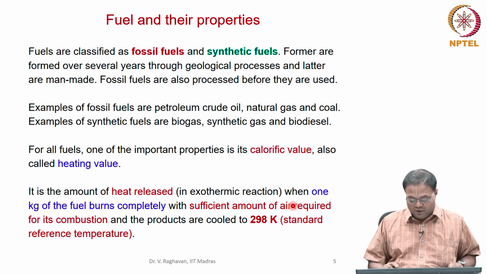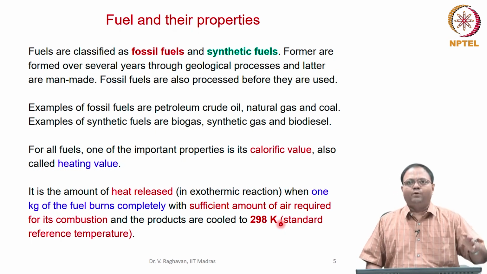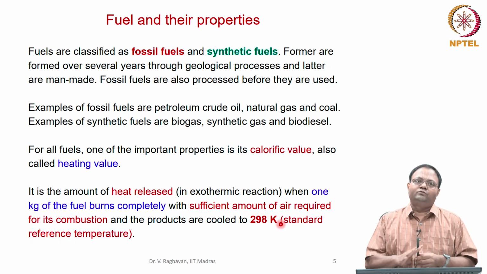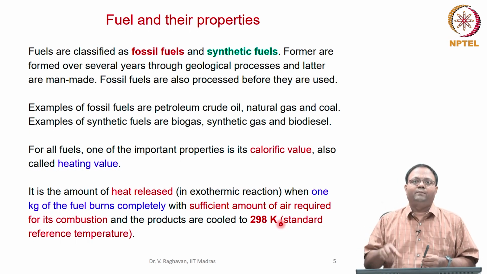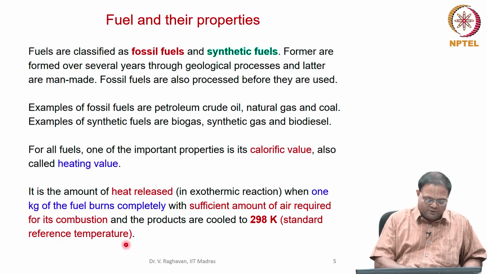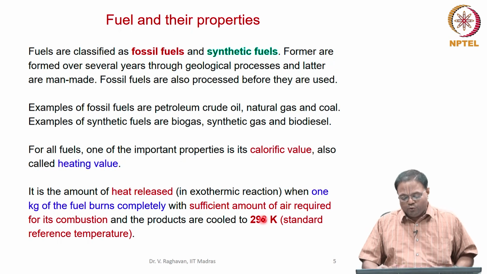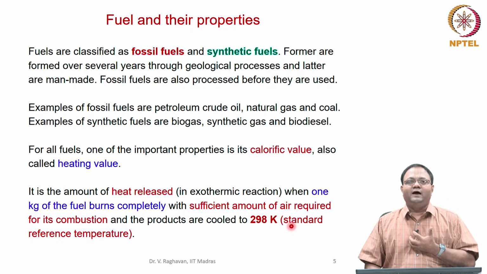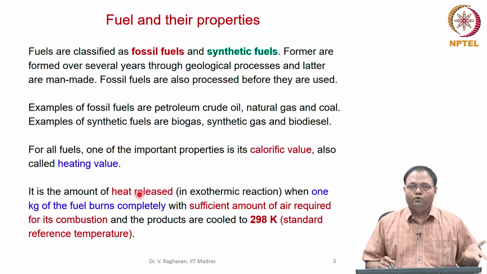What is the standard? The standard is that I maintain the temperature of the reactants at 298 Kelvin and burn them. Products are formed, and heat is also released. Now you extract all the heat and cool the products to the same temperature of 298. The standard reference temperature is 298 K, that is, 25 degrees. When you cool the products to 298, you extract the heat from them. That heat is called the calorific value, for 1 kg of fuel burned.